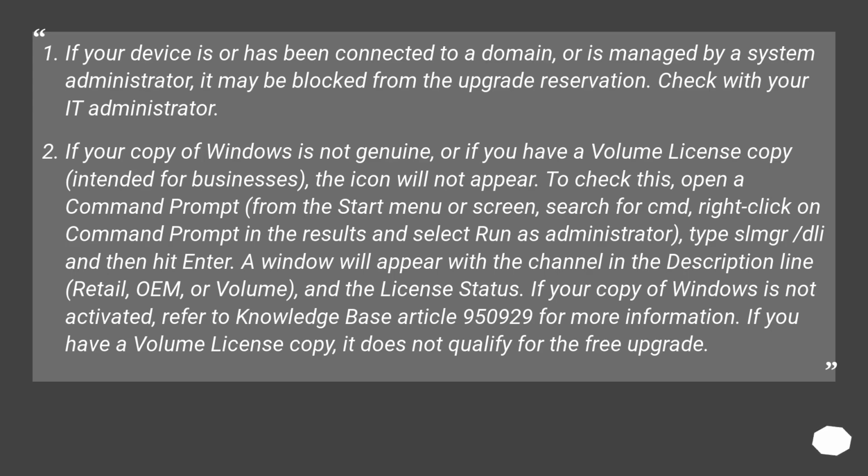To check this, open a command prompt. From the Start menu or screen, search for CMD, right-click on Command Prompt in the results and select Run as Administrator, type slmgr /dli and then hit Enter. A window will appear with the channel in the description line, Retail, OEM, or Volume, and the license status. If your copy of Windows is not activated, refer to Knowledge Base Article 950929 for more information. If you have a volume license copy, it does not qualify for the free upgrade.